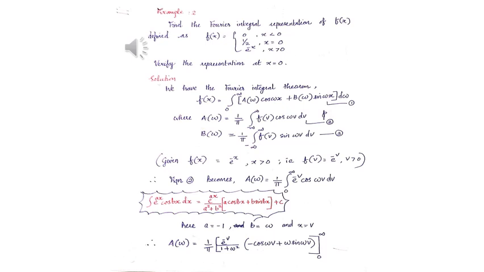Now let us come to the solution. We have the Fourier integral theorem. f of x is equal to the integral from 0 to infinity of a of omega cos omega x plus b of omega sin omega x, the whole into d omega, where a of omega is equal to 1 by pi integral from minus infinity to infinity of f of v cos omega v dv, and b of omega is equal to 1 by pi integral from minus infinity to infinity of f of v sin omega v dv.